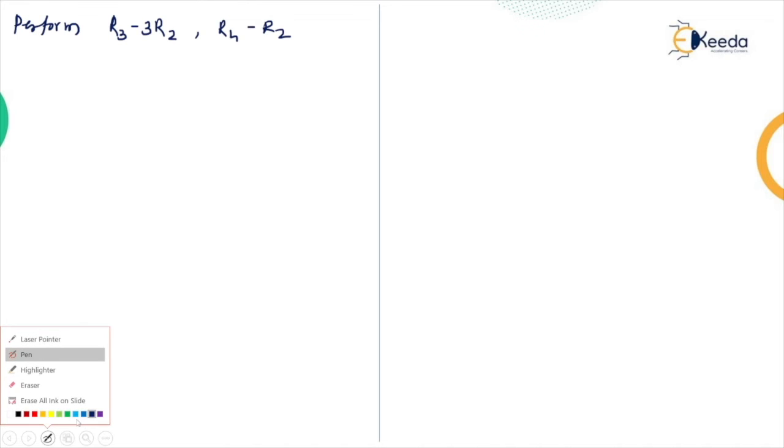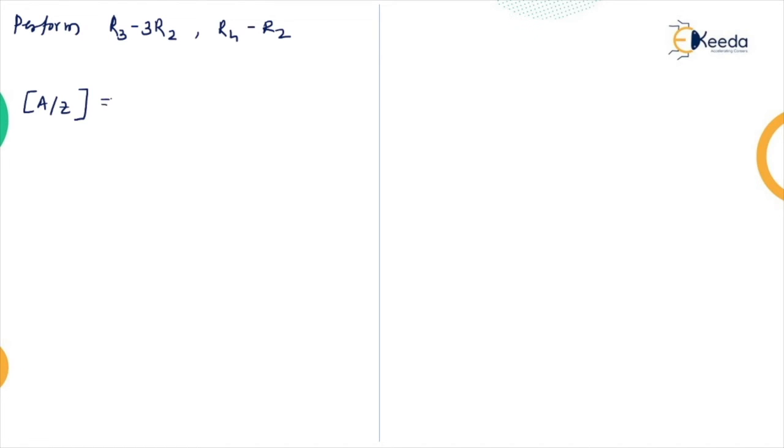So here we perform R3 minus thrice R2, comma, R4 minus R2. We make the change simultaneously on both rows. So rows R3 and R4 change, but nothing changes in the first row and second row.